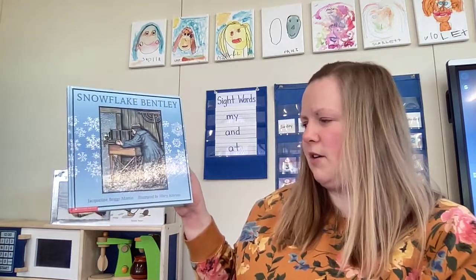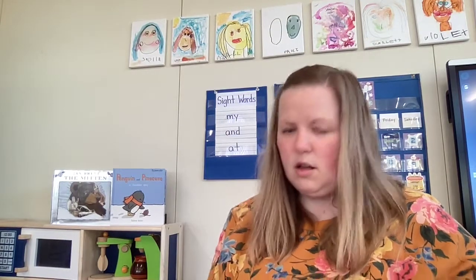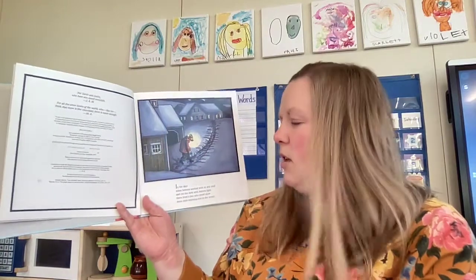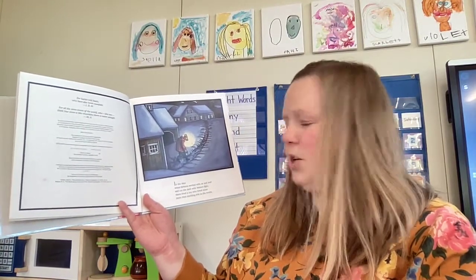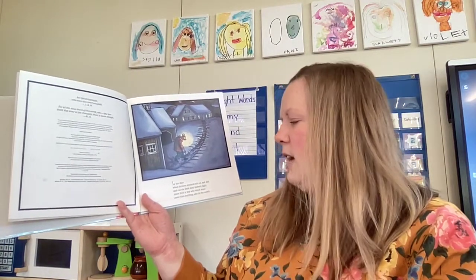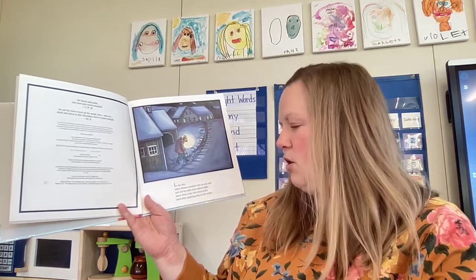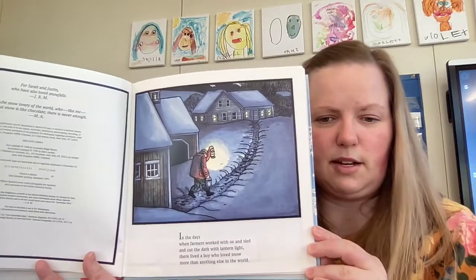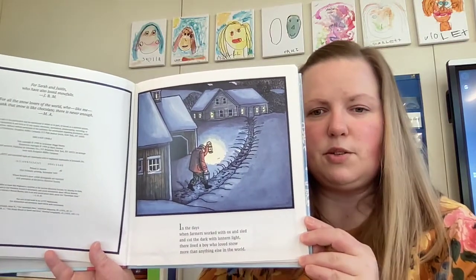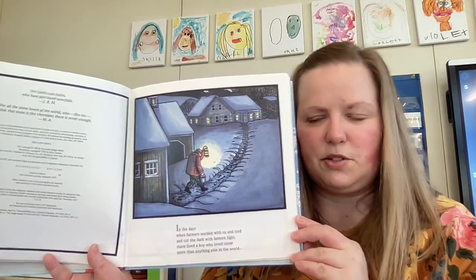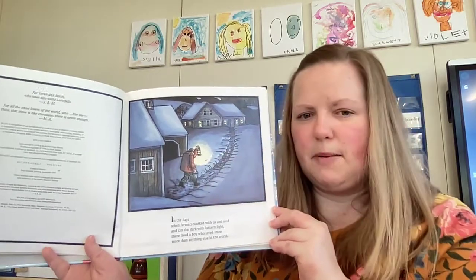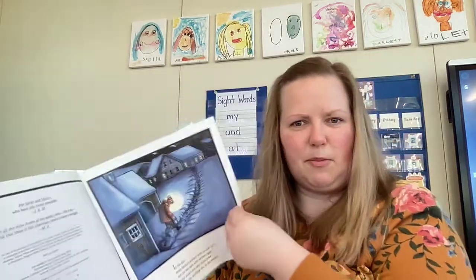This is written by Jacqueline Briggs Martin. In the days when farmers worked with ox and sled and cut the dark with lantern light, there lived a boy who loved snow more than anything else in the world. So this was a long time ago when Snowflake Bentley lived. And you'll see a lot of that in the book. We'll give you some clues.